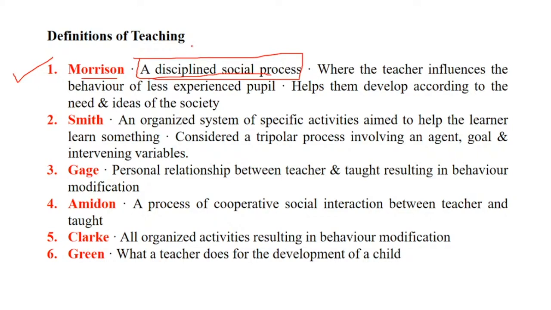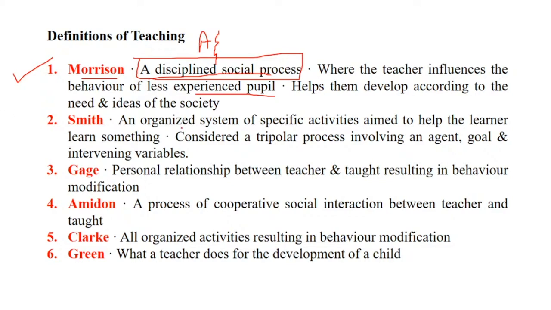So in assertion and reasoning questions, this type of statement is asked: it is a disciplined social process wherein we ensure that the child learns education only with the part of discipline. At the same time, the teacher influences the behavior of less experienced people. It means it is a process wherein the more experienced person teaches the less experienced person, that is the student. This is how it helps to develop the ideas and needs of the society, to make the future generation ready.